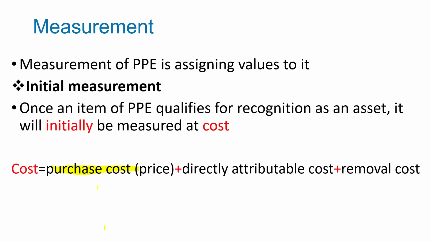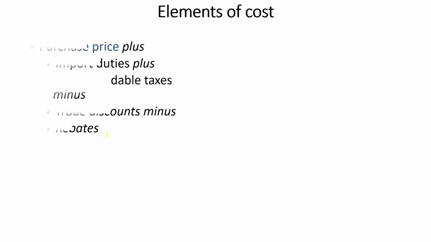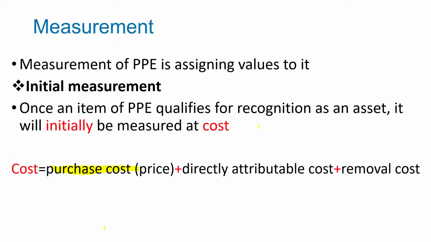So the purchase cost, go to the next slide. This is what it entails. The purchase price itself, plus the import duties, plus the non-refundable taxes, minus trade discounts, minus rebates or refunds. Anytime the supplier is refunding any amount of money to you, subtract it. So this is what I mean by the purchase cost. So now I'm moving on to the directly attributable costs.